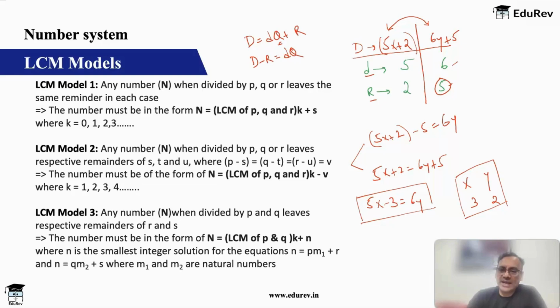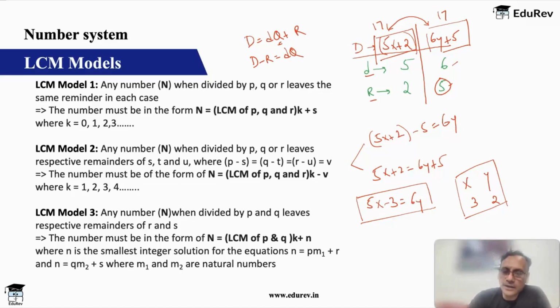Now you can put x as 3 in this one, or you can put y as 2 in this one. Both of them will give you same answer. So if you put x as 3, 5 into 3, 15 plus 2, 17. If you put y as 2, 6 into 2, 12 plus 5, 17, you get the same answer. So 17 now becomes your smallest possible value which satisfies this case. 17 divided by 5, you can see that you get a remainder of 2. And 17 divided by 6, you can see that you get a remainder of 5.